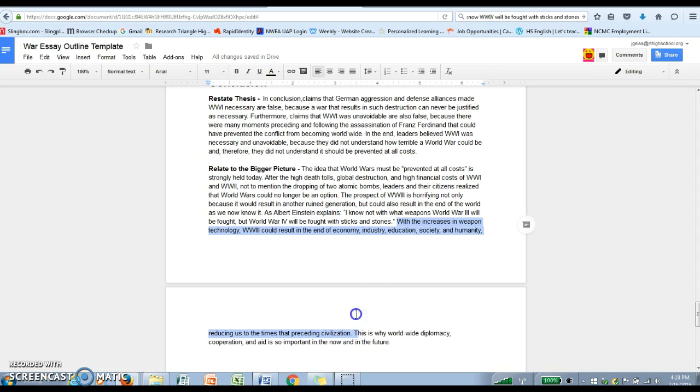So here we see the following sentence clarifies not only what this quote means, but how it relates to the bigger picture as a whole. Don't put a quote in there and just end it. You got to explain to me why you're using the quote.